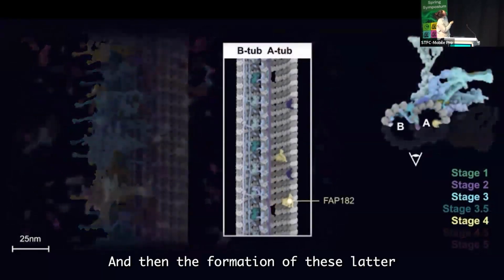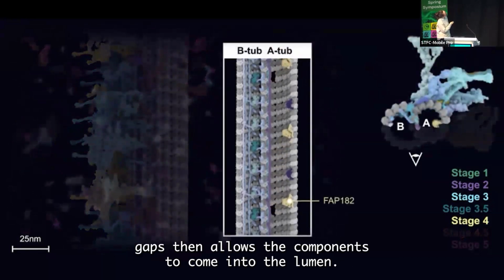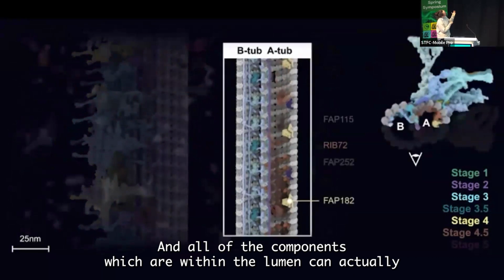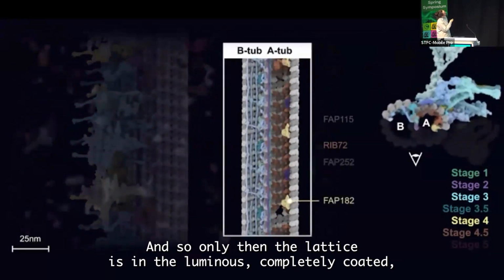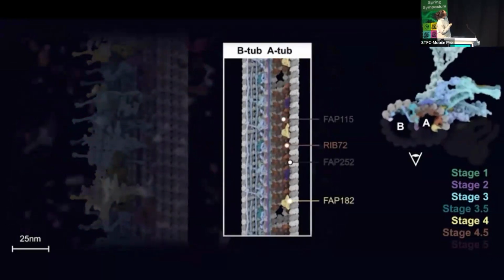And then the formation of these lattice gaps allows the components to come into the lumen, and all of the components which are within the lumen are of the right size to be able to fit through this hole. And so only then is the lattice in the lumen completely coated.